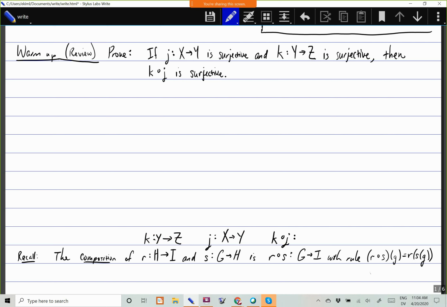So what shall we say is the domain of K compose J, and what shall we say is the codomain? Make sure we're all okay and together on this.